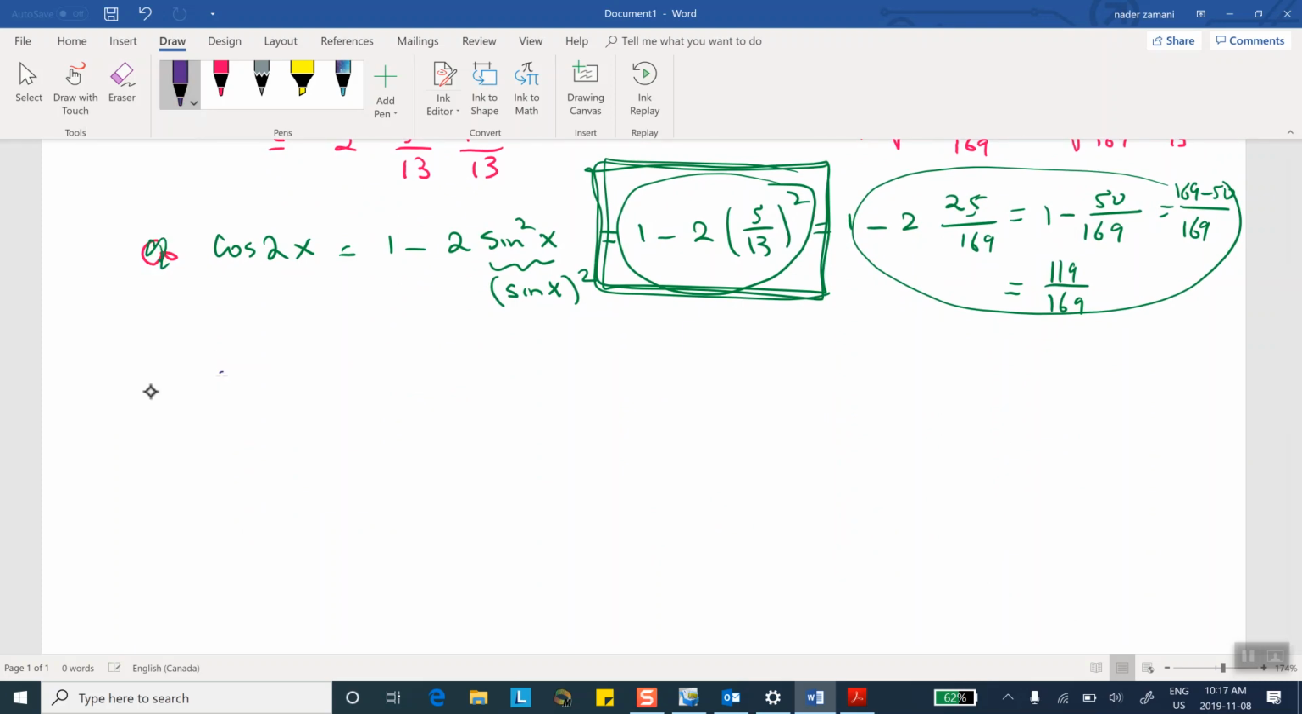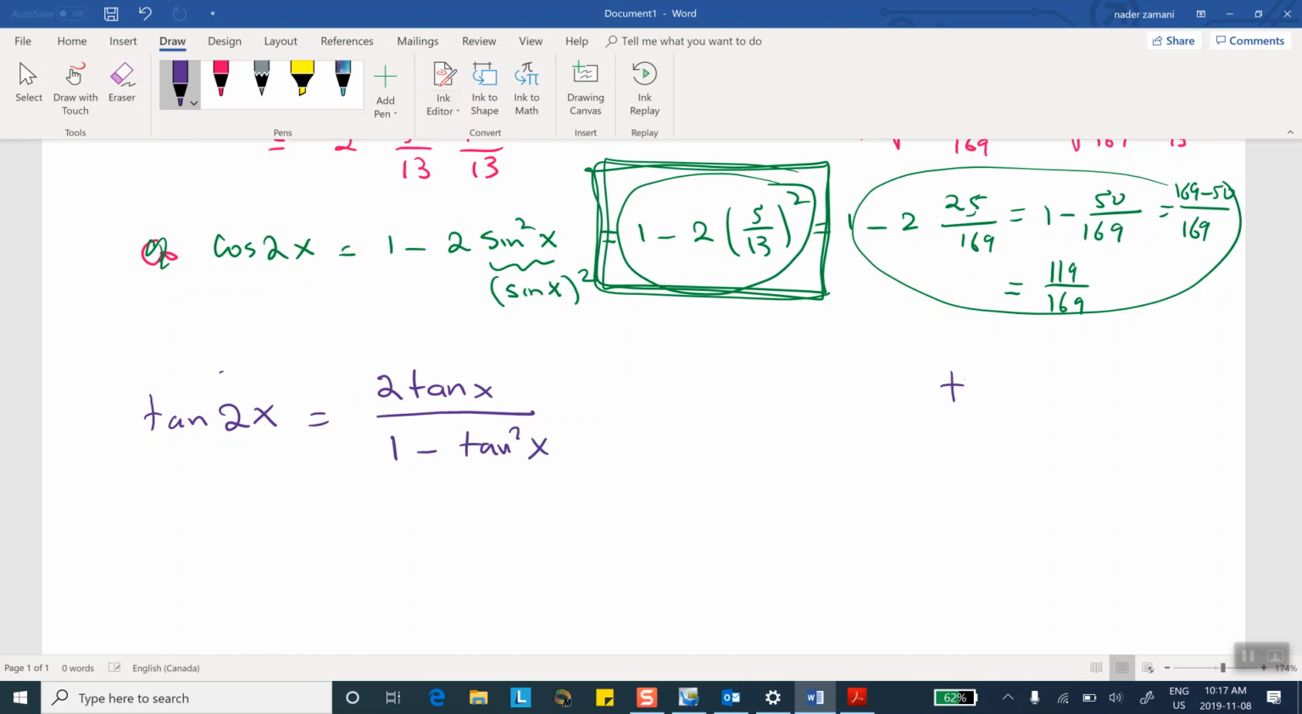Which says find tangent of 2x. Well, tangent of 2x is, for example, one way to do that is basically using the formula that we learned in this particular section, which is 2 tangent of x divided by 1 minus tangent of x squared.